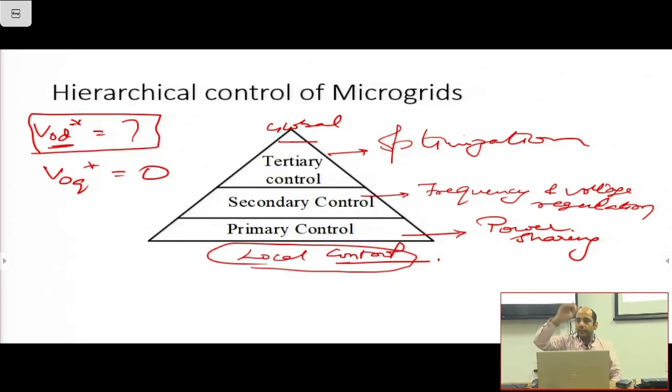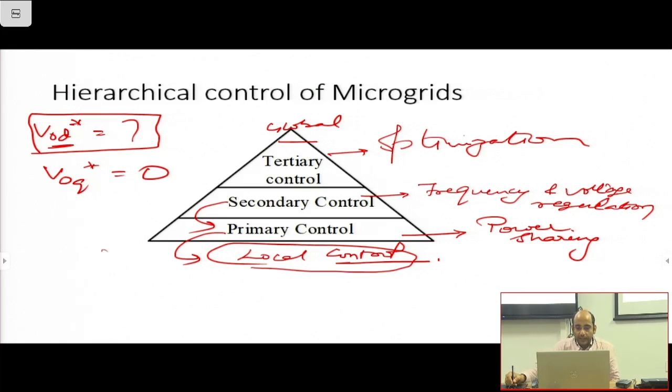So the higher level gives a command to the lower level. So the primary control gives command to the local controller: the VOD star should be this much, or your frequency should be this much. The secondary control gives command to the primary control, gives reference to the primary control. Why? The secondary control will say, it's fine, not a problem, you can have your desired power sharing, but I want the frequency to be restored while you achieve your desired power sharing. The frequency should not deviate. Okay? So the secondary control will give that command that restores the frequency or the voltage deviation.